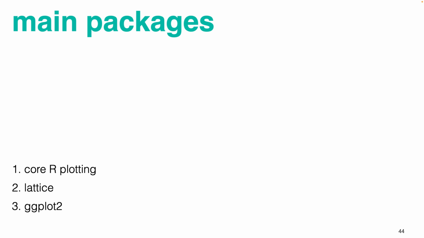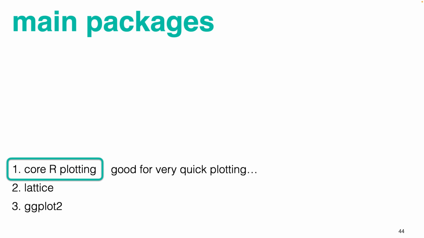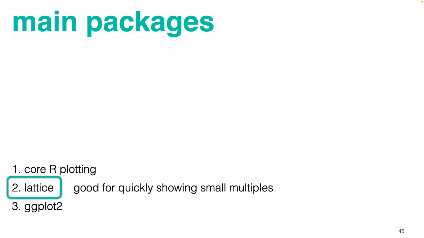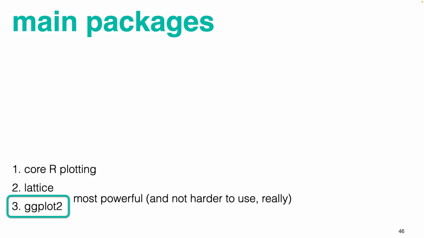So to make plots in R, there are 3 different main packages that can be used. Core R plotting, these are just built-in plots. It's good for very quick plotting. Lattice is a very useful thing for quickly showing small multiples, and so I've often used that in the past as a quick, just show me all the combinations of variables. But ggplot is the most powerful, and it's not much harder to use.